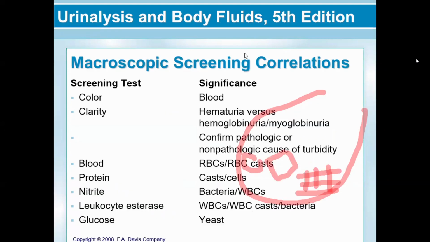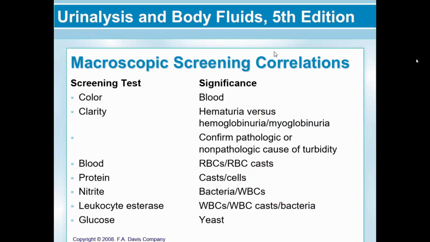Next we have here the different macroscopic screening correlations. We have the screening test and of course their significance. We already discussed this earlier. When we examine the color of our urine, if it's red, there may be presence of blood. It can be hemoglobinuria if it's clear red, or myoglobinuria, or cloudy red in hematuria, meaning presence of intact red blood cells.